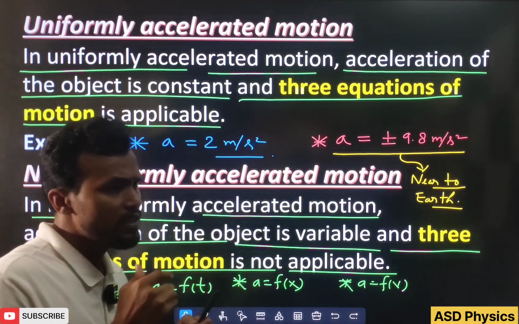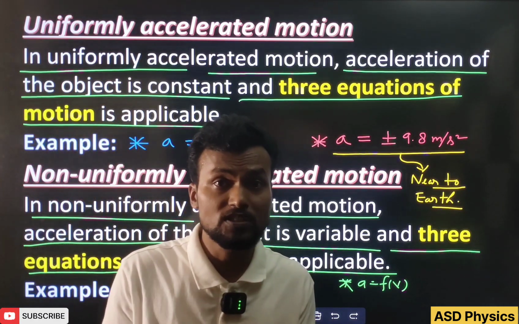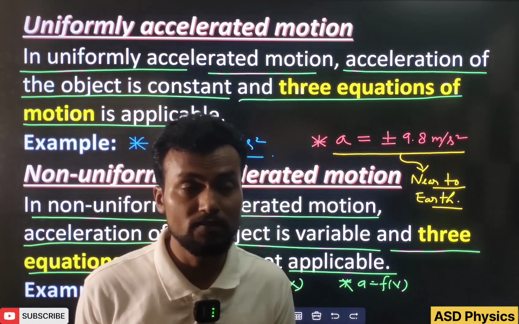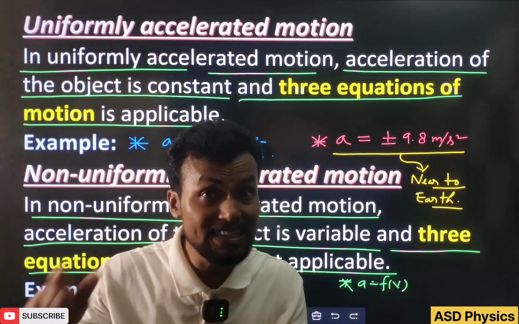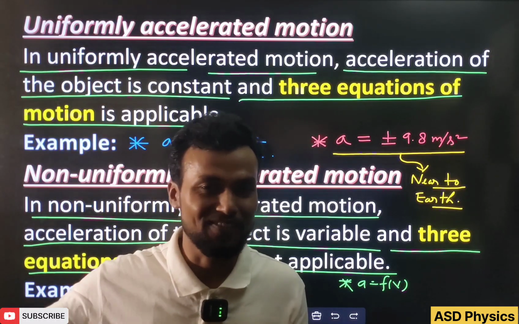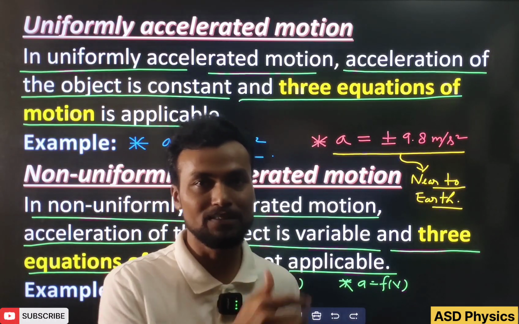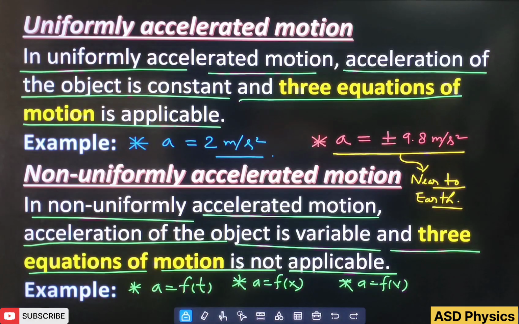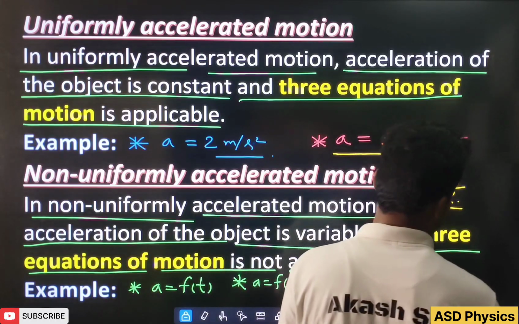And here there will be unequal change of velocity in equal intervals of time, or we can say equal change of velocity in unequal intervals of time. All these things we have covered in a previous video also. So I hope these basics are very clear to you. If you are very clear with these things, then only we can understand further things here.